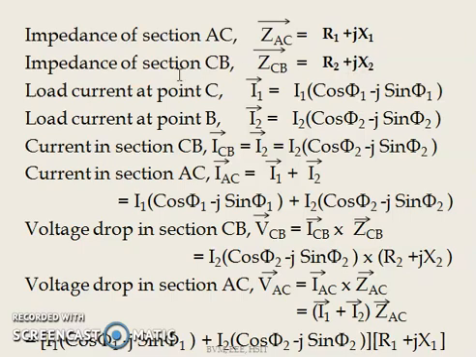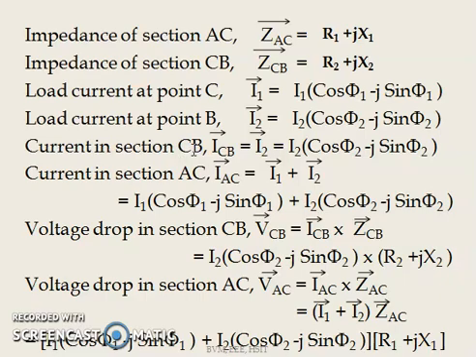The load current at point C is I1, which is equal to I1 cos phi 1 minus j sin phi 1. The load current at point B is I2, which is equal to I2 cos phi 2 minus j sin phi 2. You know this is a vector: vector I1 is equal to magnitude of I1 times cos phi 1 minus j sin phi 1, and the same for I2.